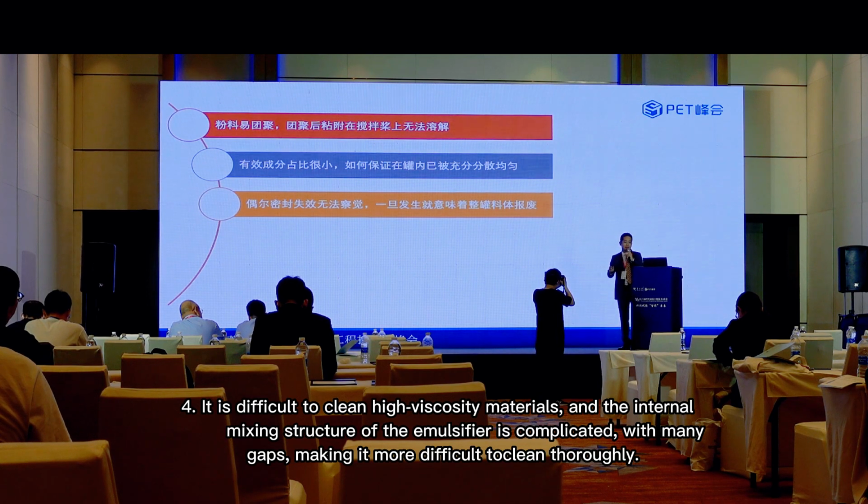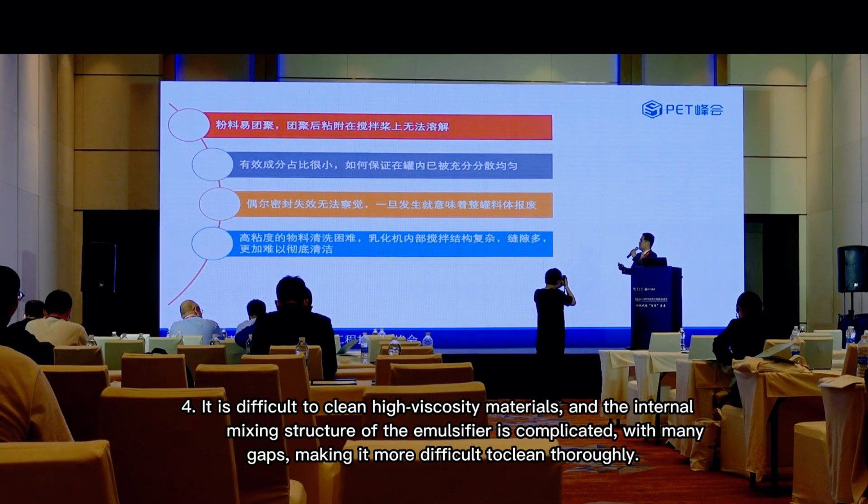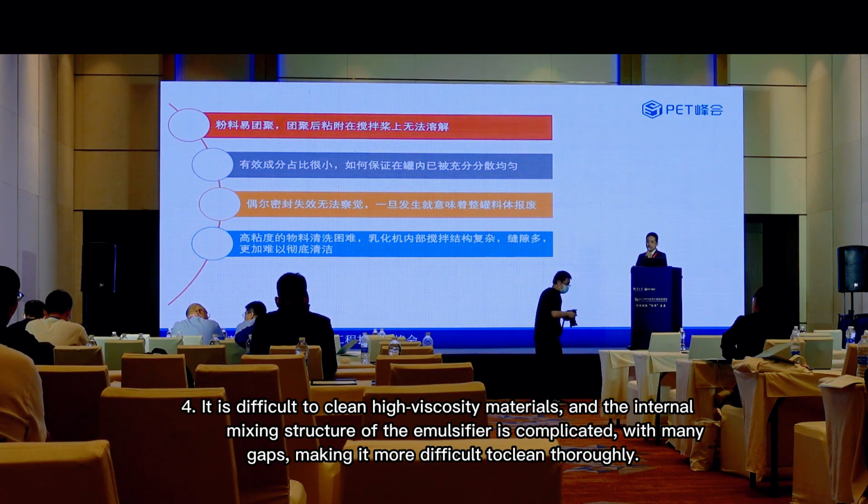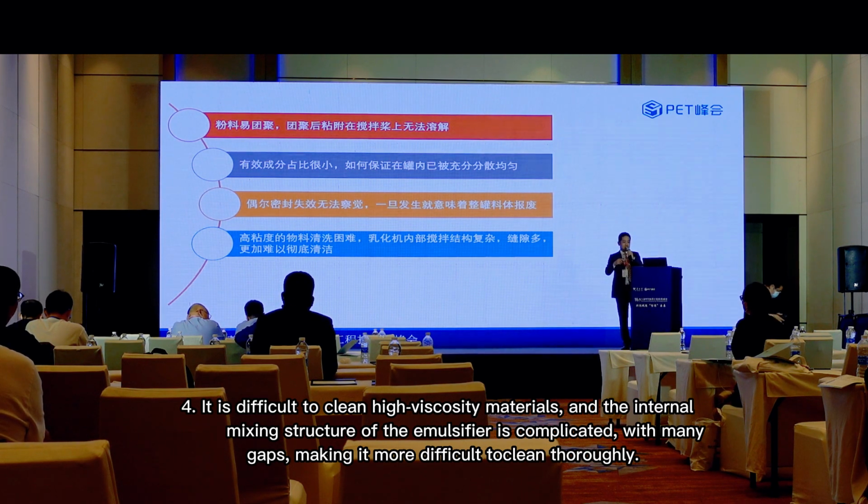4. It is difficult to clean high-viscosity materials, and the internal mixing structure of the emulsifier is complicated, with many gaps, making it more difficult to clean thoroughly.